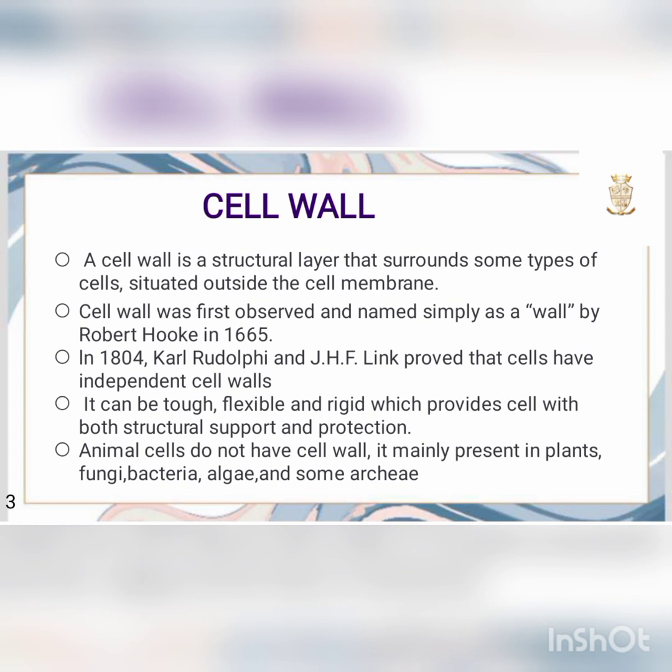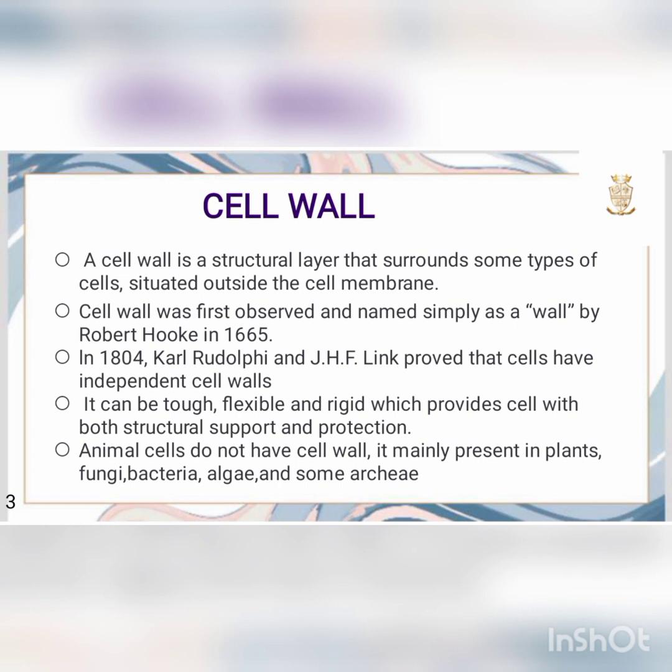Cell wall. Cell wall is a structural layer that surrounds some types of cells or tissues, which is situated outside the cell membrane. Cell wall was first observed and named simply as wall by Robert Hooke in 1665. In 1804, Carl Rudolphi and J.H.F. Link proved that cells have an independent cell wall. It is tough, flexible, and rigid, and also provides the cell both structural support and protection.